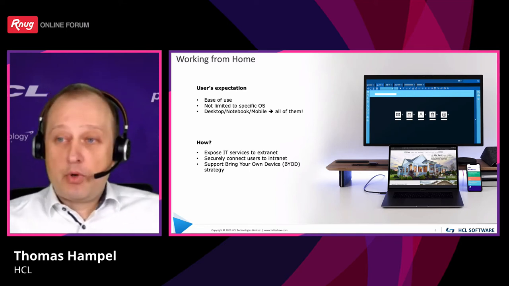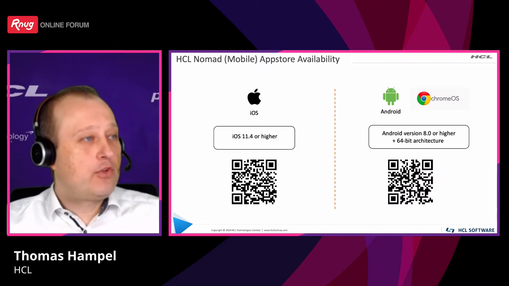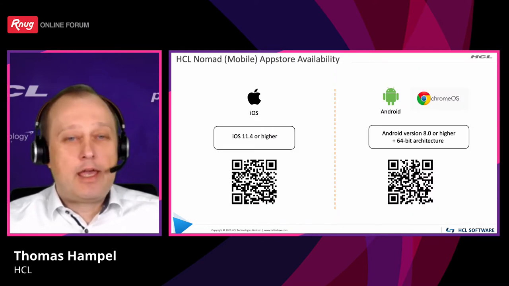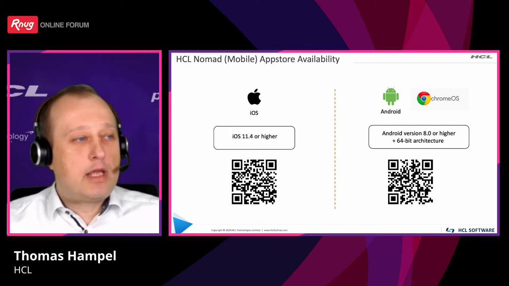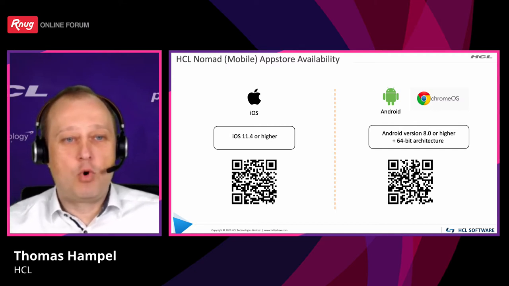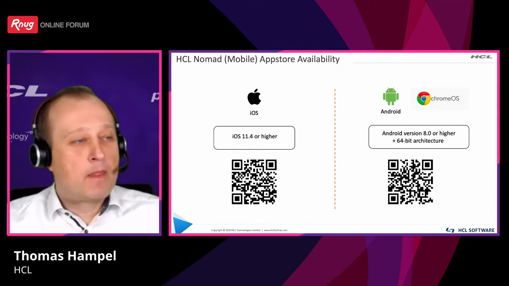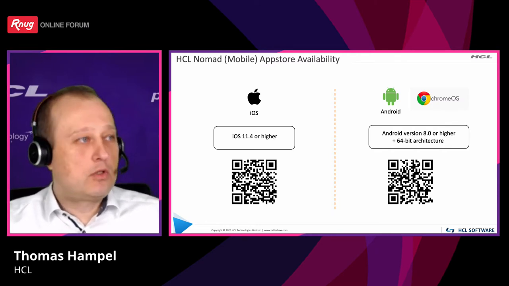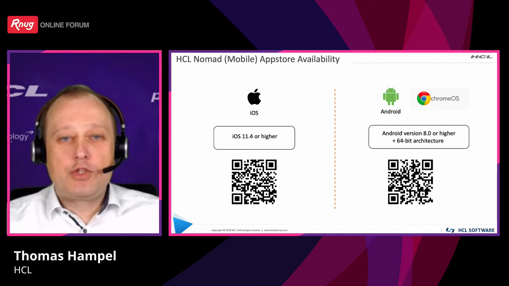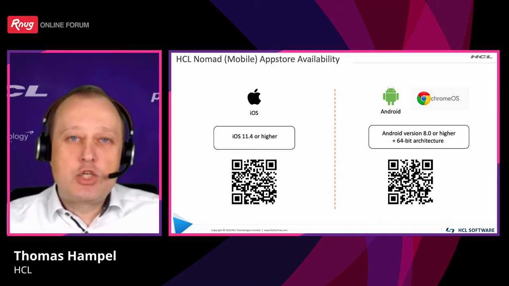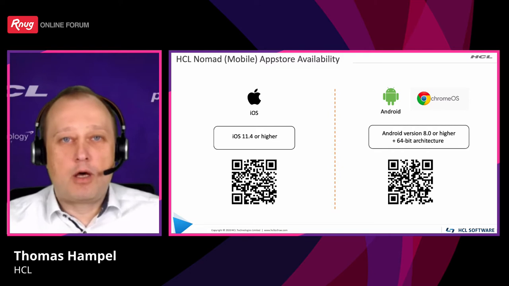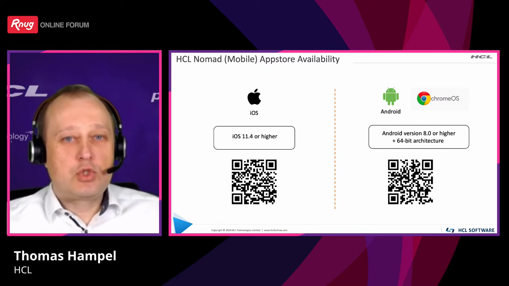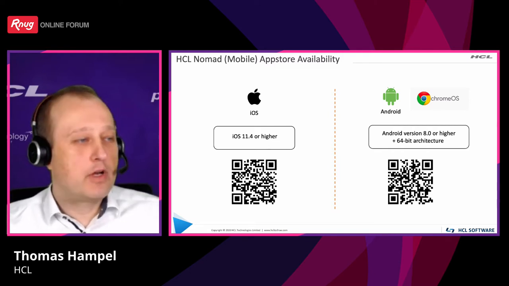As a starting point, if you are not aware of this, HCL Nomad is a product name that already is an application for mobile devices. So if you have a smartphone, an iOS smartphone or Android or Chrome OS device, you can install HCL Nomad, which then will allow you to run your existing Notes Domino applications on your smartphone without having to redevelop them, without having to modify the source code of it.